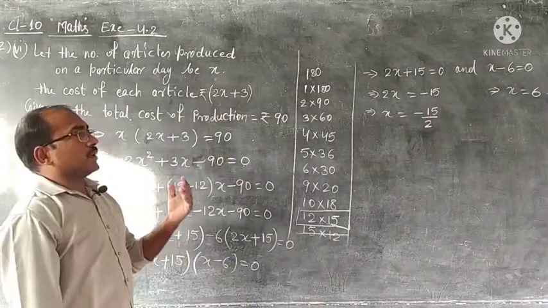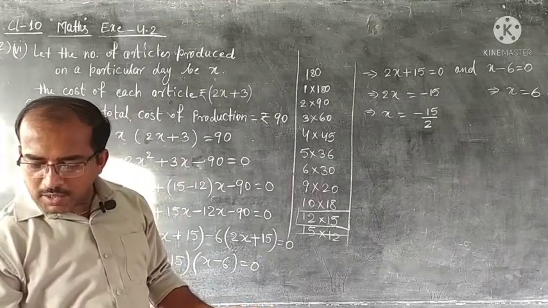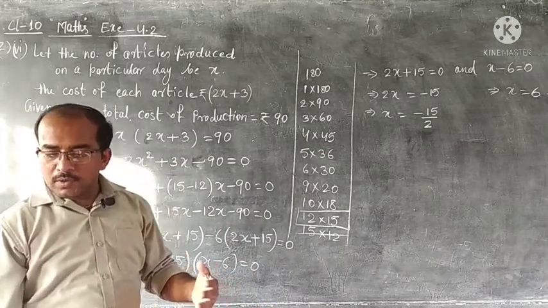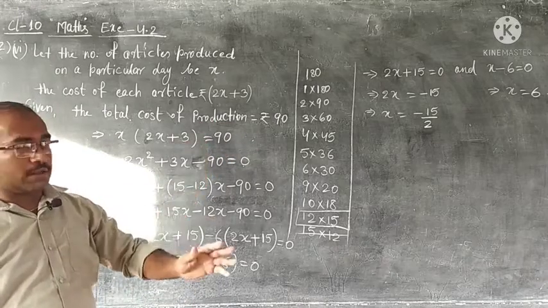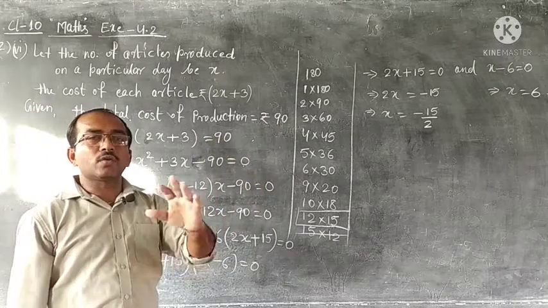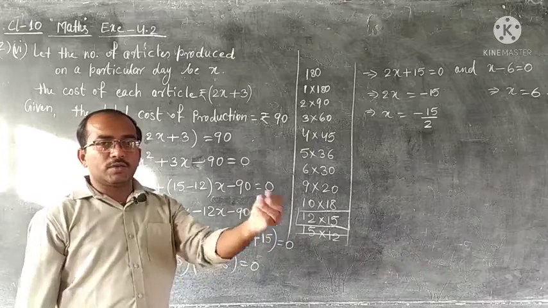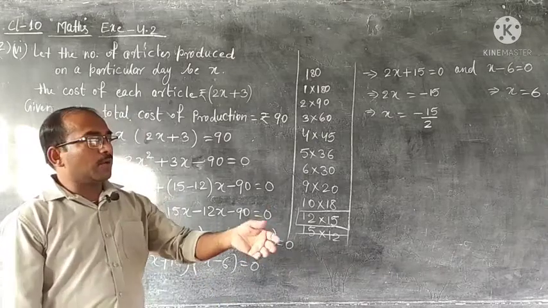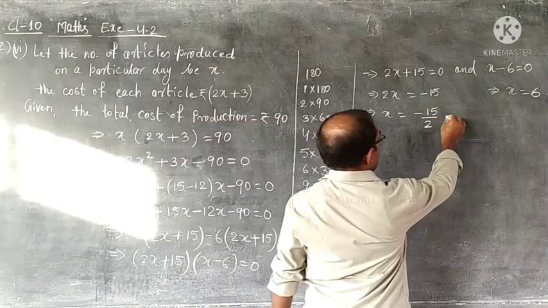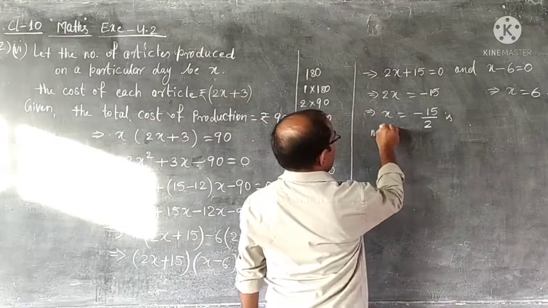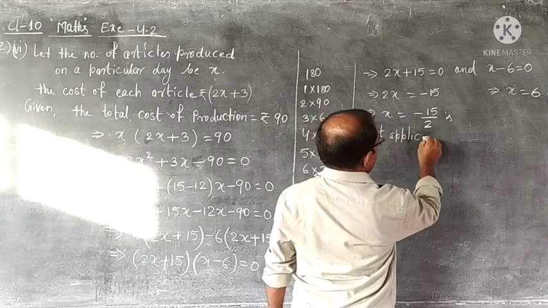The question here is what? Find the number of articles produced and the cost of each article. So neither the number of articles nor the cost can be negative. We cannot say the cost of one article is minus 20 rupees. We cannot say the number of balls is minus 10. So this minus 15 by 2 is not applicable in the situation in the question. We just write that and neglect this value.